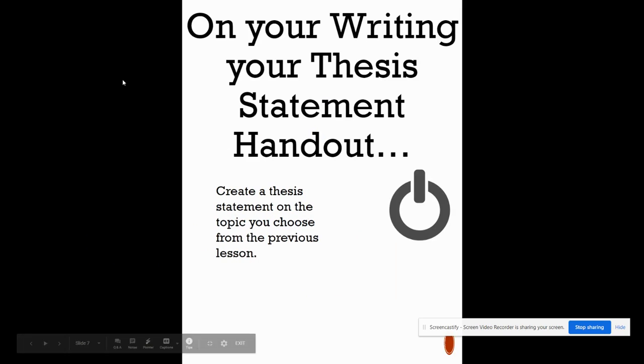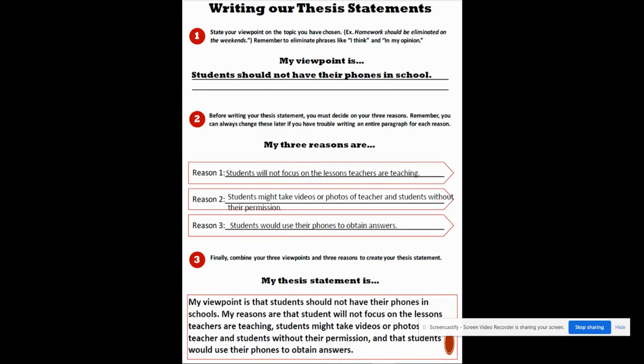So on your writing your thesis statement handout, we're going to create a thesis statement on the topic you chose from the previous lesson. So let's go over my example. Writing our thesis statement. The first question asks us to state your viewpoint on the topic you have chosen. So my viewpoint is students should not have their phones in school. Let's look at the second part. It says, before writing your thesis statement, you must decide on 3 reasons. Remember, you can always change these later if you have trouble writing an entire paragraph for each reason.